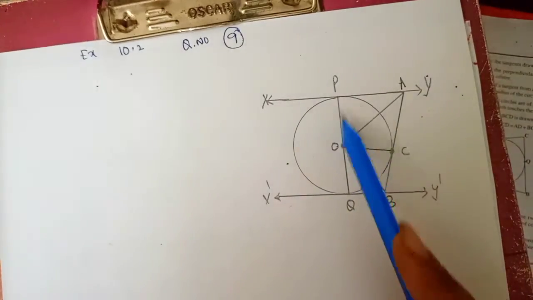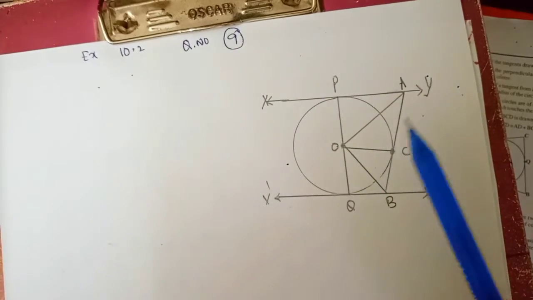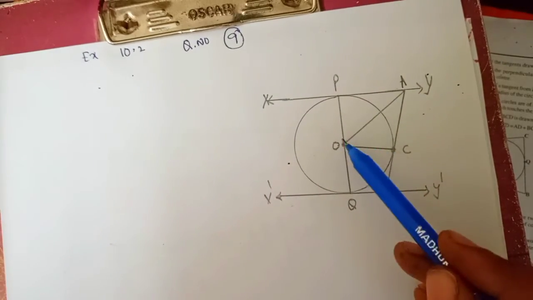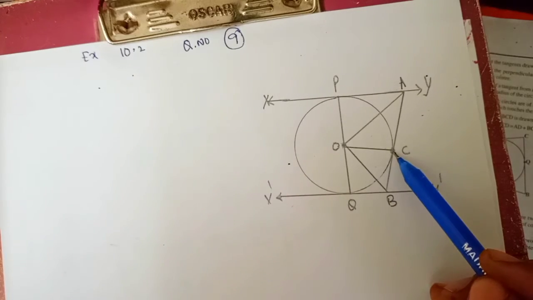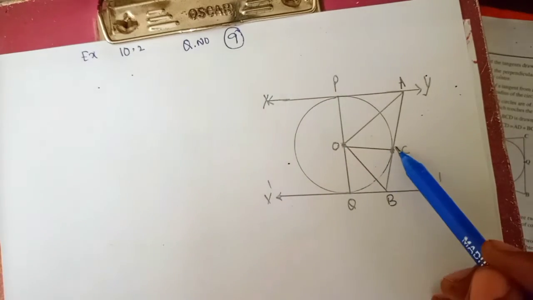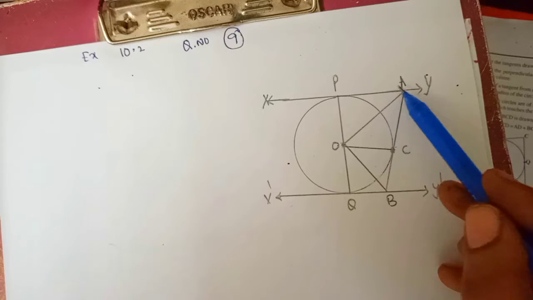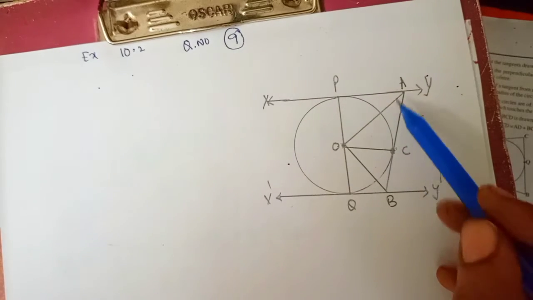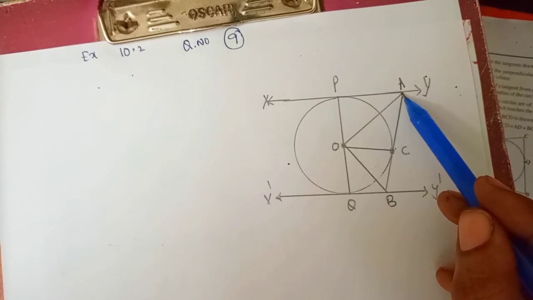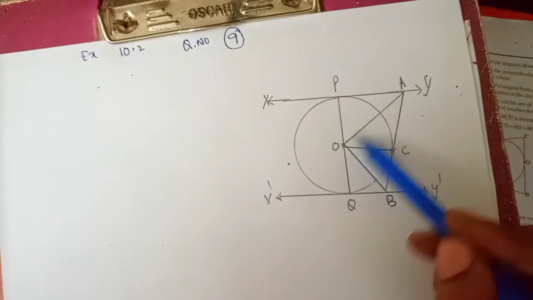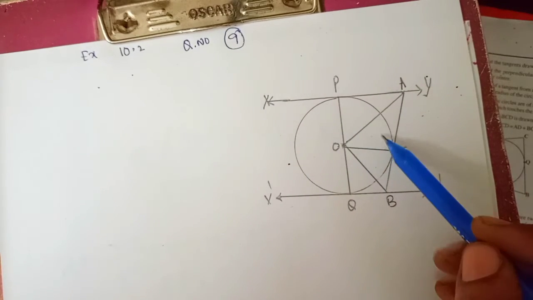Now take the triangles OPA and OCA. See here in these two triangles, OP is equal to OC. Why? Because these two are radii of the same circle. And also AP is equal to AC. These are the tangents drawn from point A. And also OA is equal to OA, that is common side for both triangles.